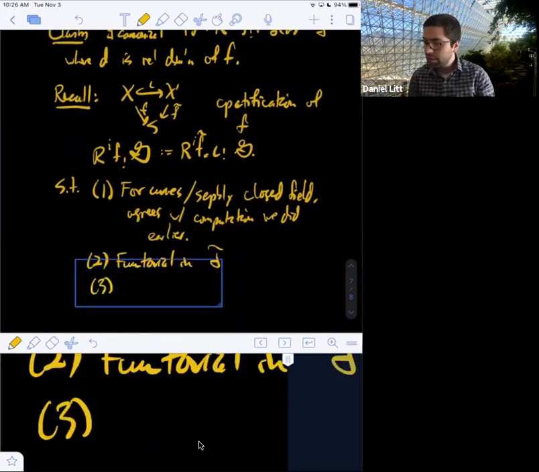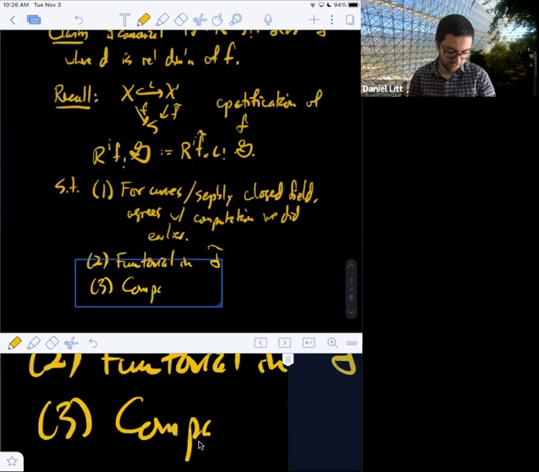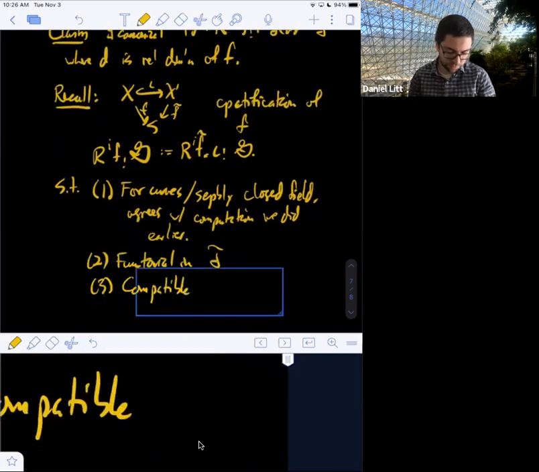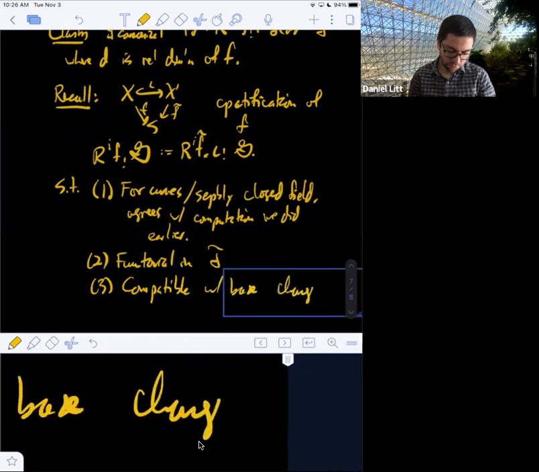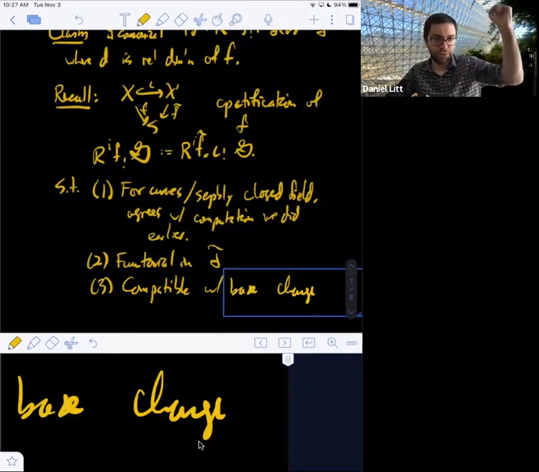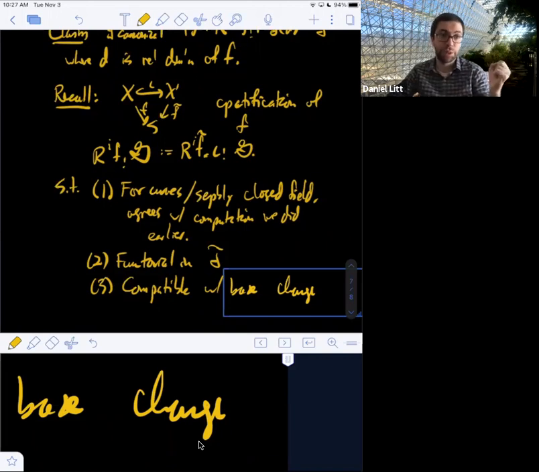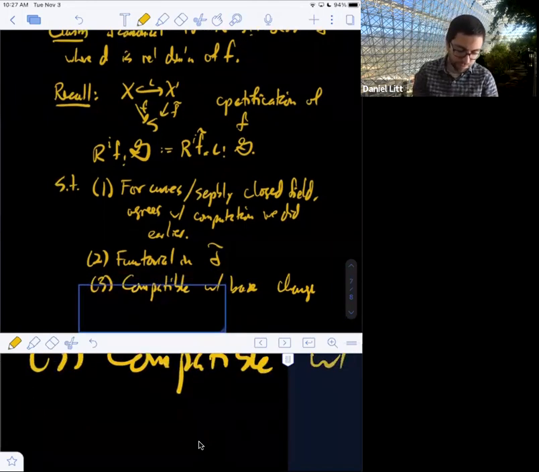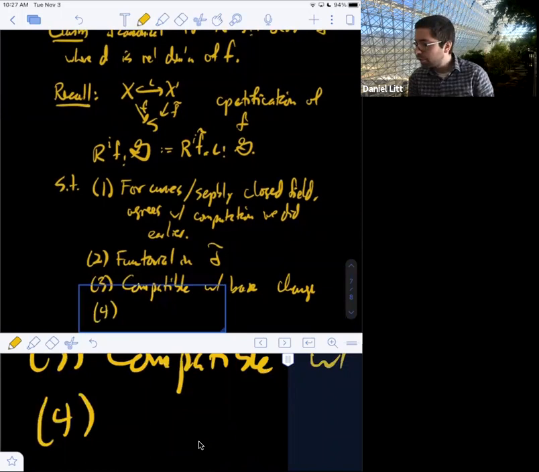Three, it's compatible with base change. So what does that mean? It means that if I have X to S and then an S prime mapping to S, and I form the Cartesian square, then if you start with a sheaf on S, pull back and do this on X prime, it's the same map you get if you take the map on S and then just pull it back to S prime.